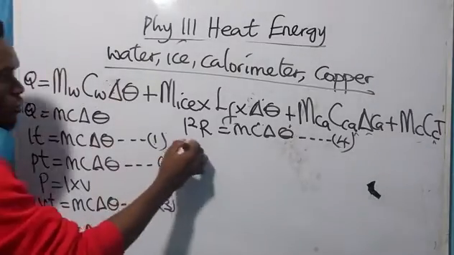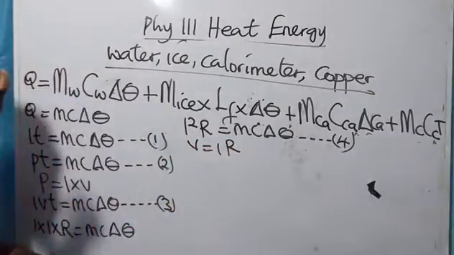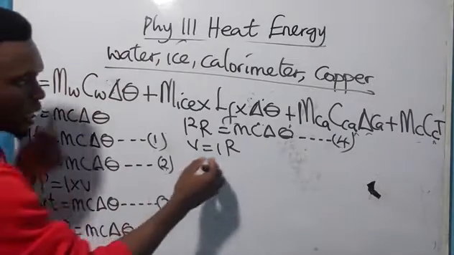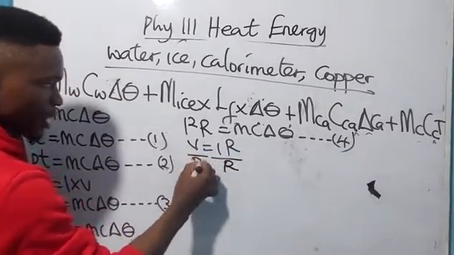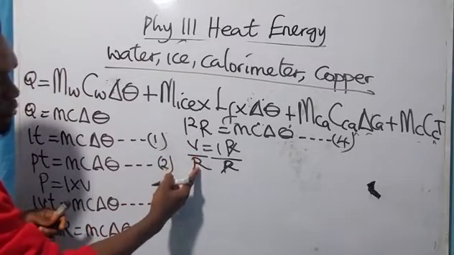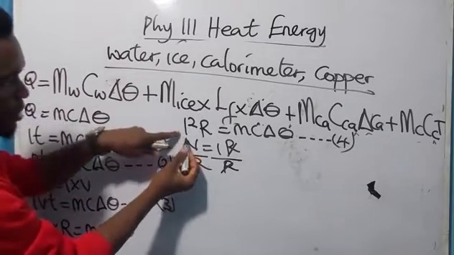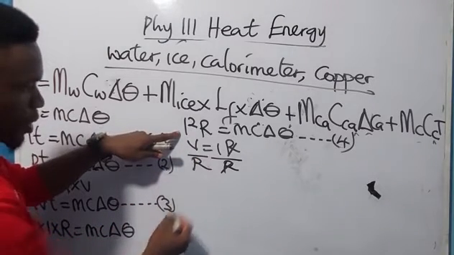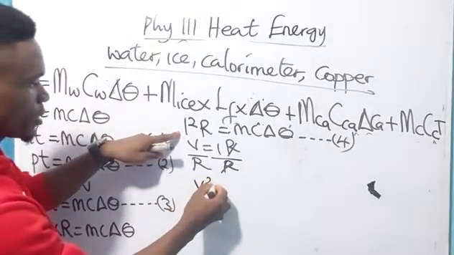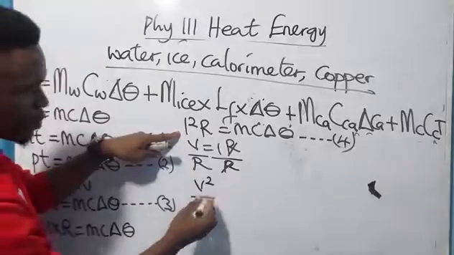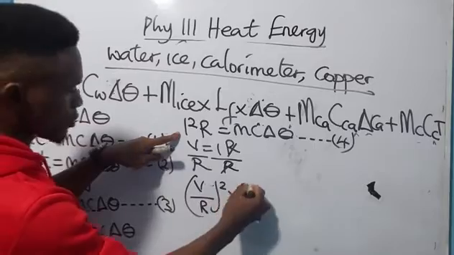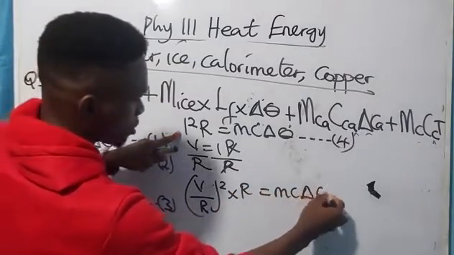Equation 4. Now you have V equals I times R. All right, I want to make I the subject of the formula. So wherever I see I, I'll put V over R. Is that not correct? So if I do that, I think I'll have the same thing. I have V over R, all squared, times R equals MC change in temperature.